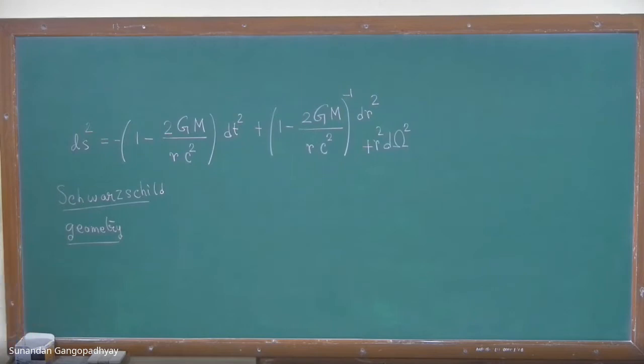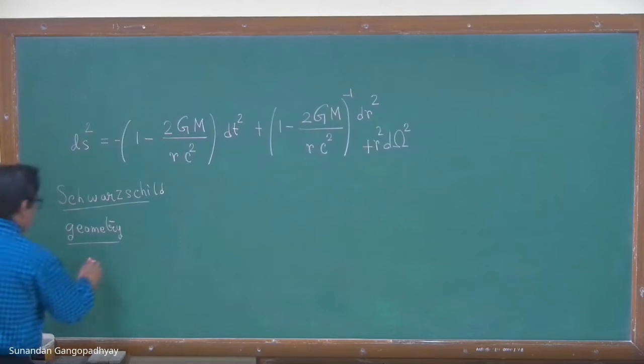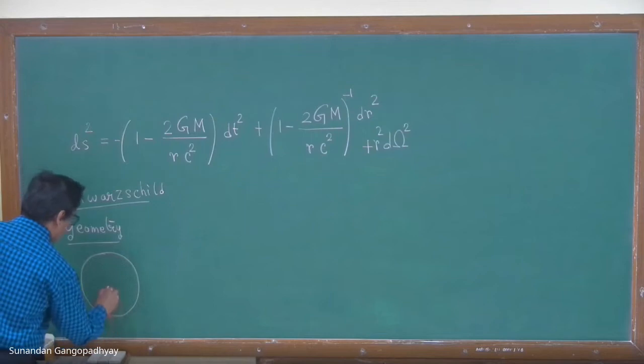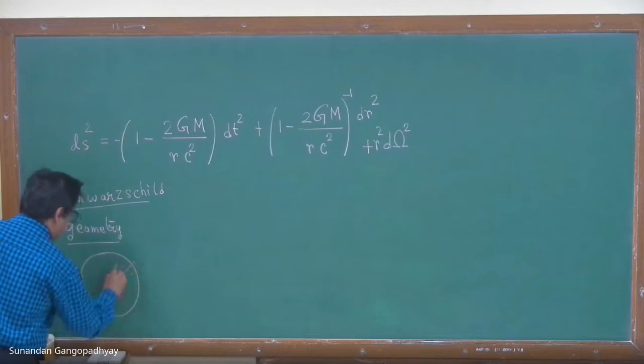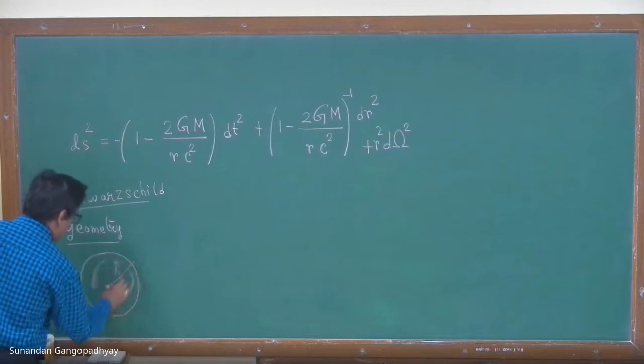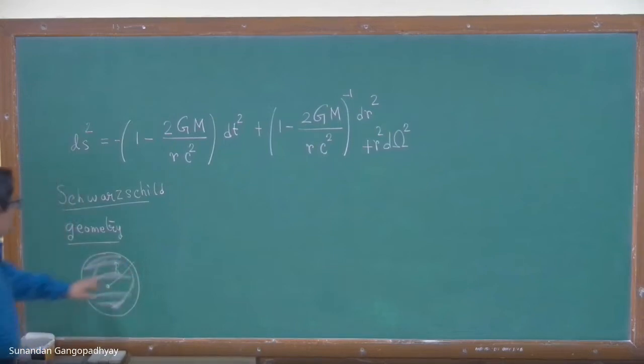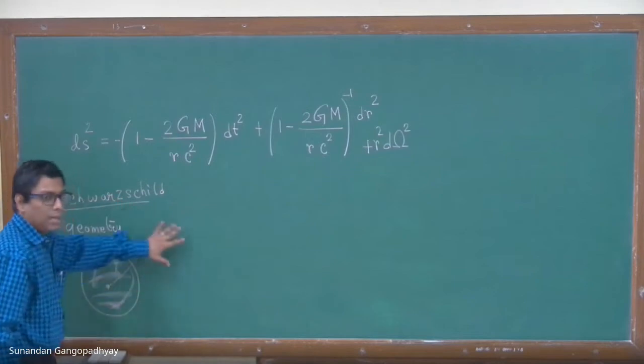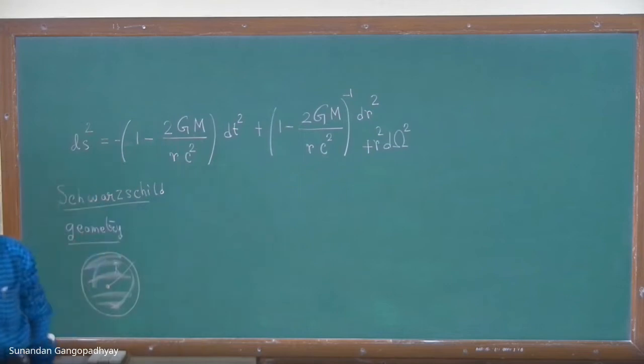Fine. We are not deriving it. We shall learn how to get this solution from Einstein's field equations later. But if you have a star like this, a spherically symmetric star, the space-time geometry outside the star is described by this metric. Okay.